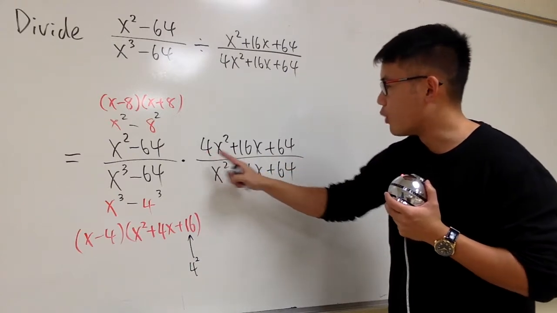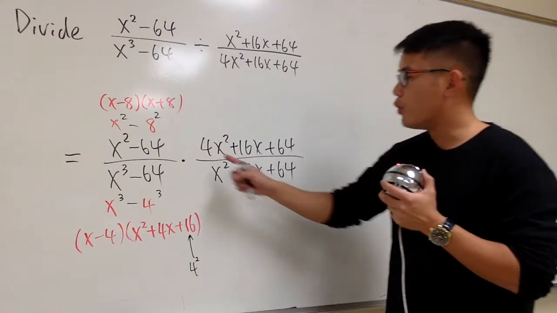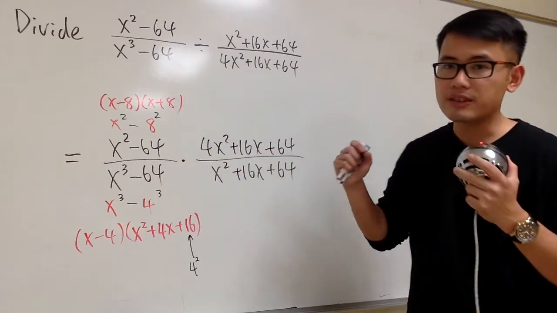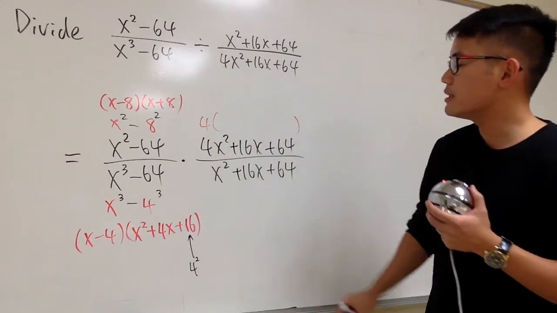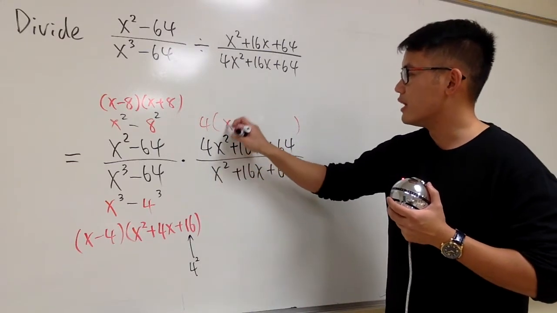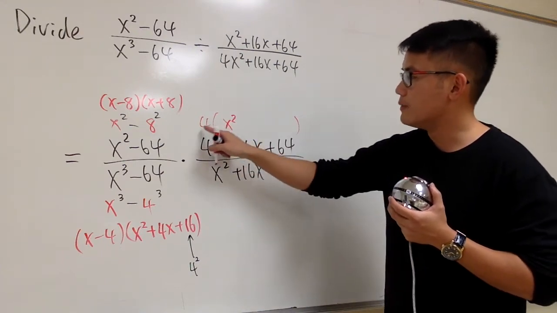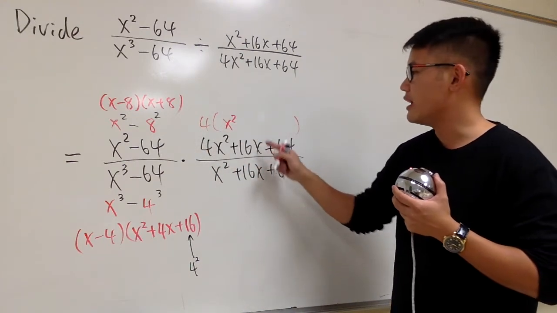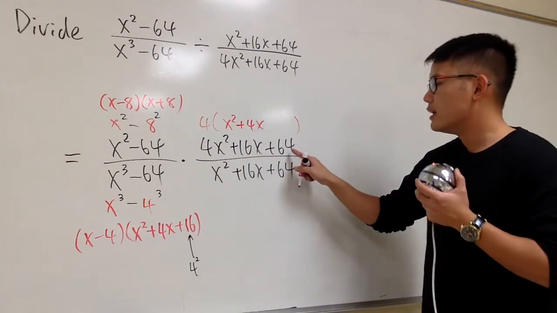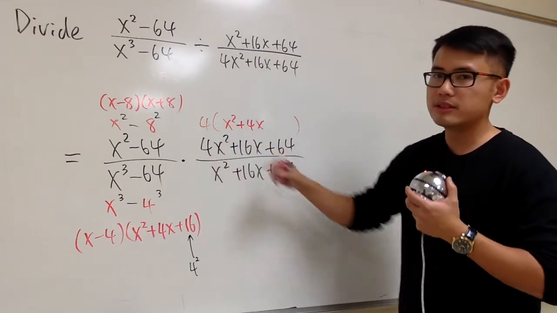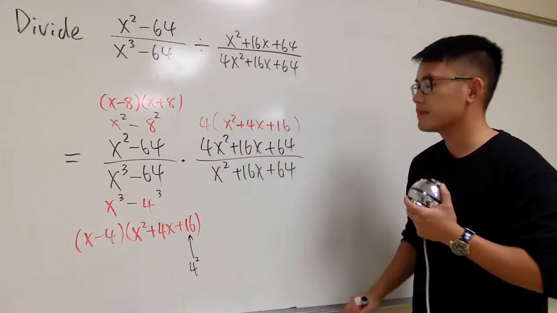We see that we have the 4, 16, and the 64. I know 4 goes into all these numbers, so let's first factor out the 4. Factor out the 4 and then put down parentheses. This is going to give us x squared because the 4 is out already. And then 16 divided by 4, we have 4 left, and the x stays. That's plus 4x. And then 64 divided by 4 is going to give us 16 because we factor out the 4, so this is plus 16.